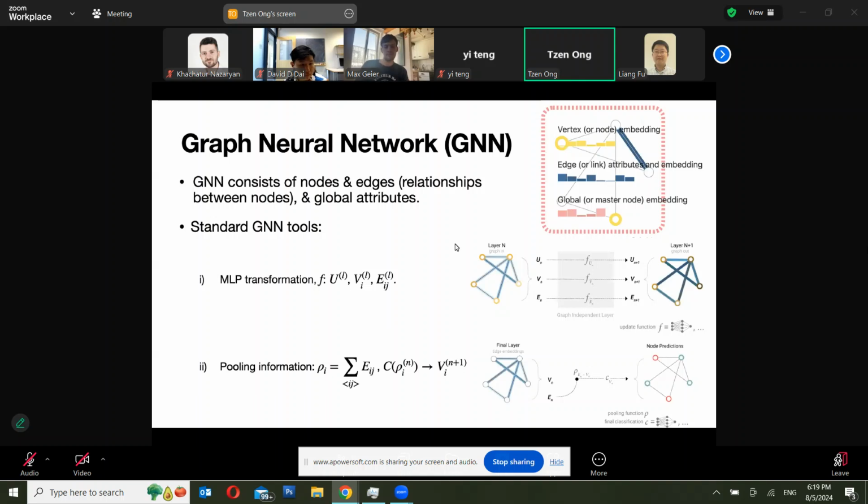So okay, just a brief overview of what a GNN is. A GNN basically consists of nodes, these yellow colored things, edges, the blue ones, and then in some architectures you have a global master node, this pink thing. You have UN, which is the feature vector associated with the master node, VN, which is the features associated with the vertices, and EN, which are the feature vectors associated with the edges.